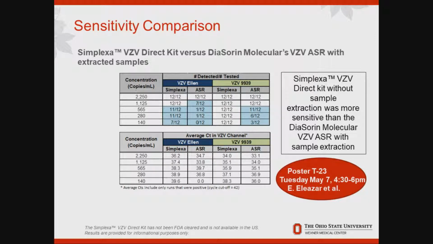And I can't really point here. Let me see. Oh, there you go. So you can see there were these 2 different strains of VZV tested, the LN and the 9939 strains, and these are the copies per ml used for spiking. Looking at the Simplexa and the ASR in terms of how many samples were detected, the Simplexa assay actually was more sensitive at these different concentrations as compared to the ASR assay after extraction. This also shows your CT, cycle threshold values, and the number of positive replicates. So this was very interesting to see.